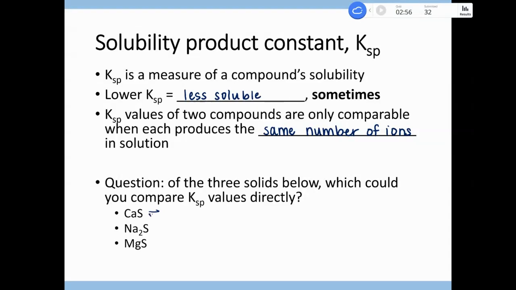Well, we need to think about it. If calcium sulfide is added to solution, it would form Ca2+ and S2-. If sodium sulfide is added, with that 2 subscript, that tells us for every one solid compound, we have 2 sodiums and 1 sulfide. And then for our last one, we have 1 magnesium and 1 sulfide.